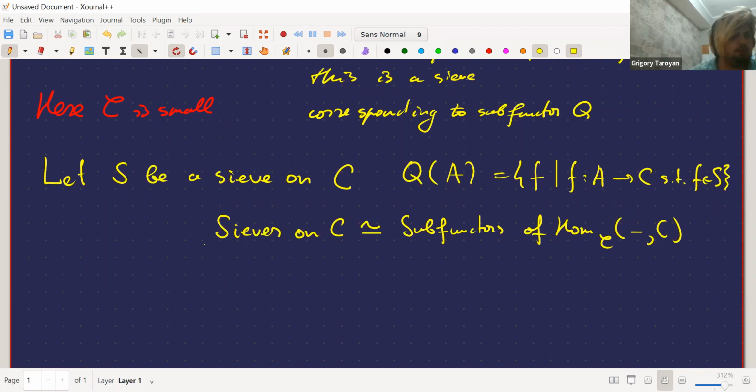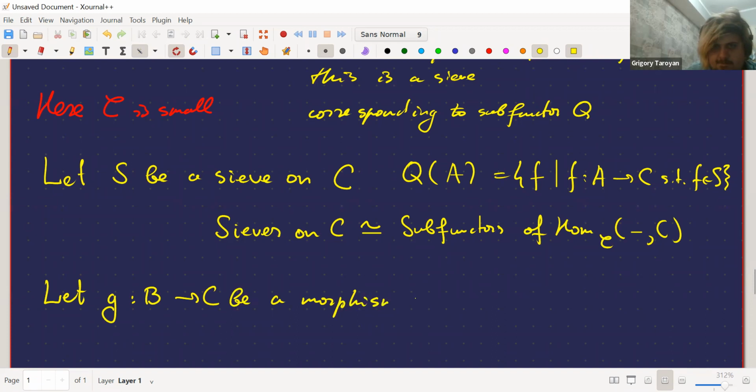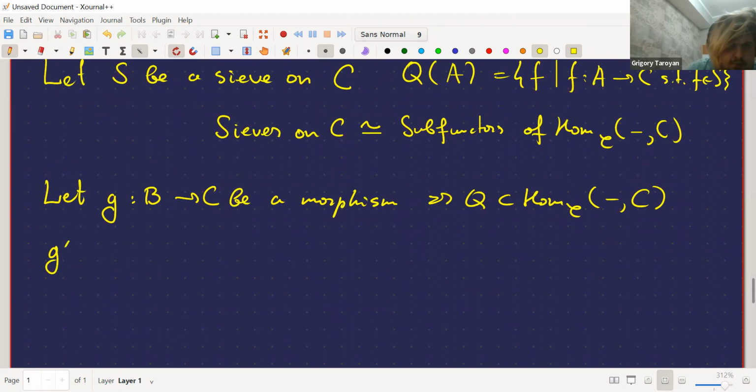Okay, so we have such an equivalence, and now we can also observe that this equivalence is natural in C, meaning that if we have a morphism G from B to C, then we can take a subfunctor inside of this home functor, and we can pull it back along G to obtain a subfunctor inside of home of C, B. How do we do this?